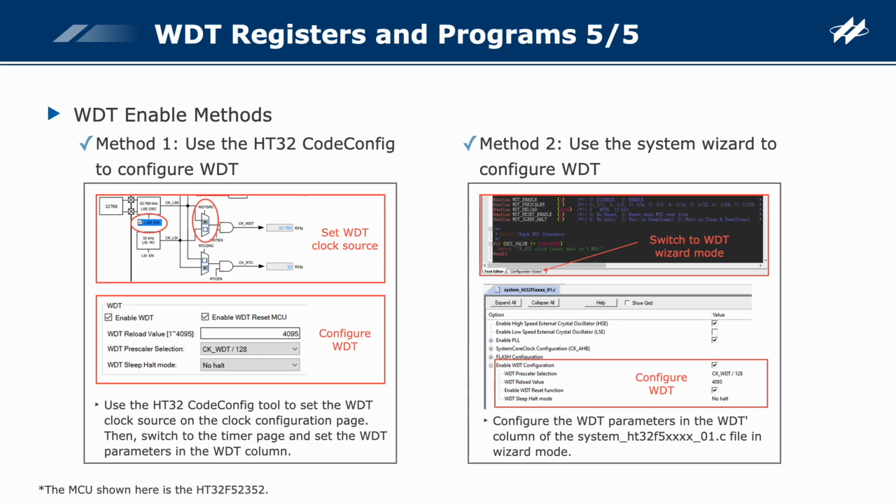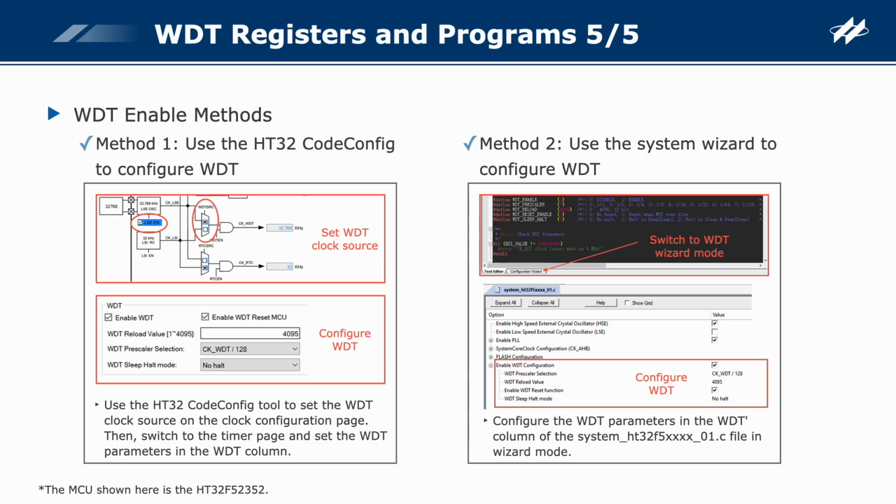We will then introduce two methods to enable the watchdog timer in an actual application. The first method uses the HT32 code config to enable and configure the watchdog timer. Set the WDT clock source on the clock configuration page, then switch to the timer page and set the WDT parameters in the WDT column.